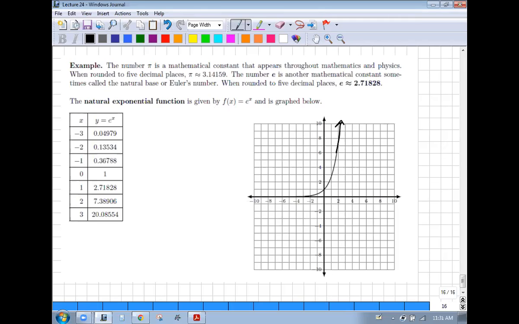Okay, so look at it. It looks exactly like 2 to the x. But because e is bigger than 2, it grows faster. So 2 to the x would be kind of like this. It wouldn't grow as fast. You can barely tell the difference, but e to the x grows faster than 2 to the x. But again, boom, right? e to the 0 is 1. So (0, 1) is a point on its graph.